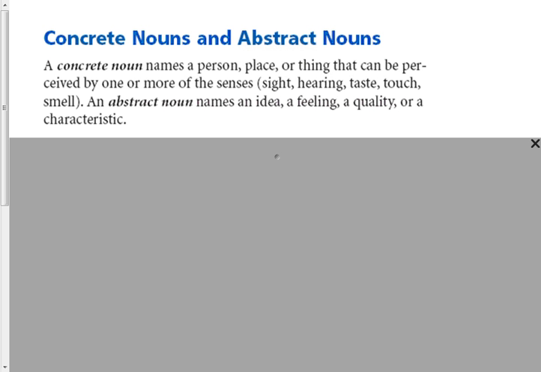Concrete nouns versus abstract nouns. A concrete noun names a person, place, or thing that can be perceived by one or more of the 5 senses: sight, hearing, taste, touch, or smell. So a concrete noun is something that you can perceive by seeing it, hearing it, tasting it, touching it, or smelling it. An abstract noun, however, is a little more difficult. It names an idea, a feeling, a quality, or a characteristic. Abstract nouns are more in your mind or in your heart. They're not really things that you can see and touch.